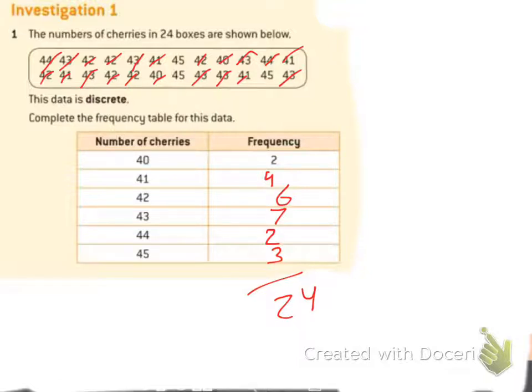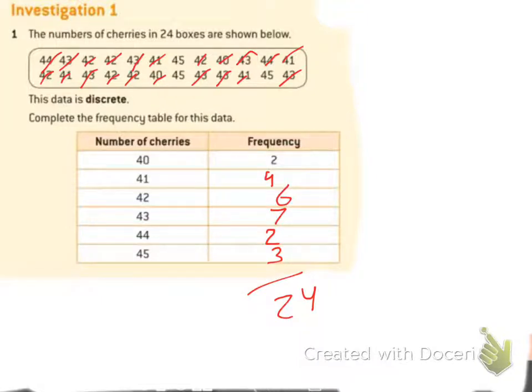Now, thinking back to some of the things that we've done before in this class, you could look at this and say, I know the mode. The mode is 43 because there are 7 of them and there's no other group that has 7 numbers in it. I would also know that 40 is my minimum because that's my smallest number. 45 is my biggest number.